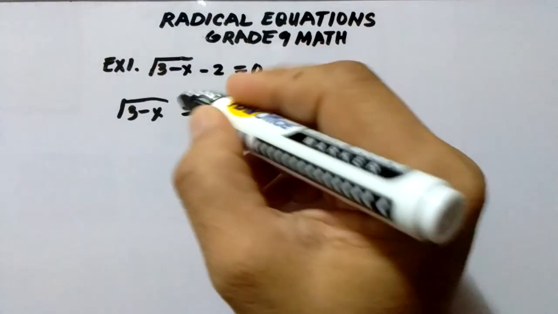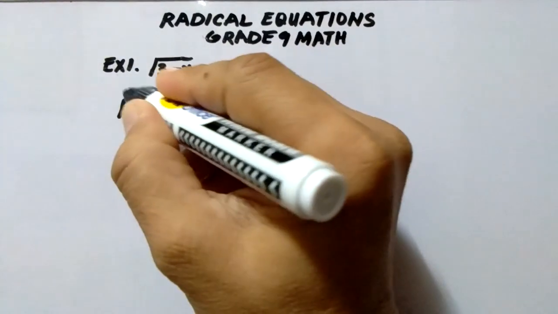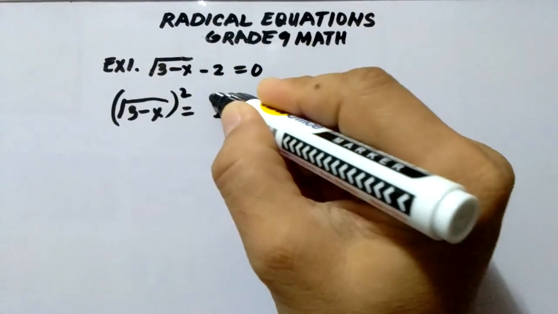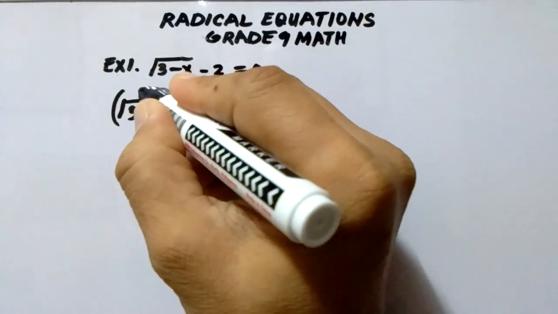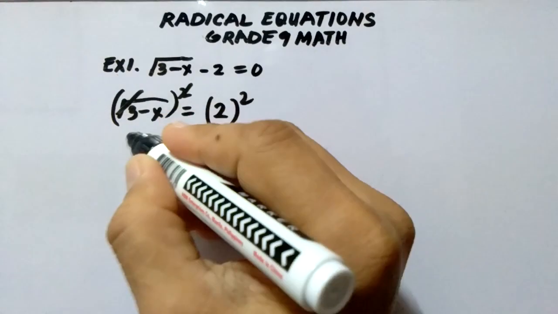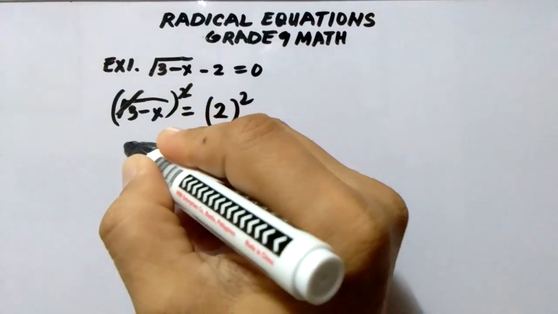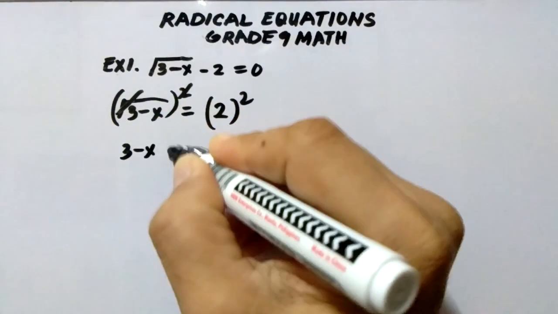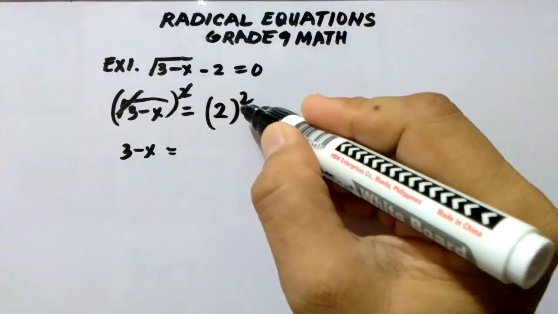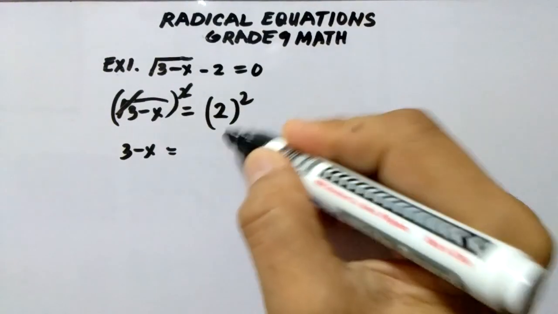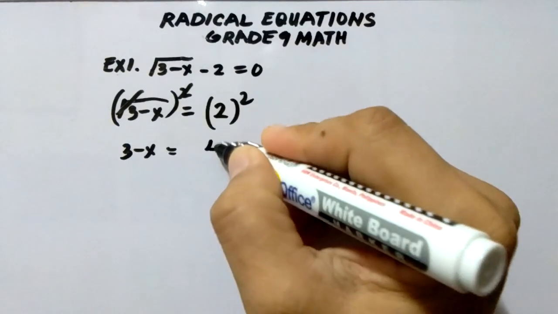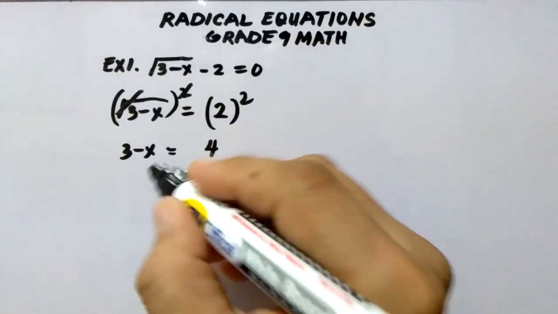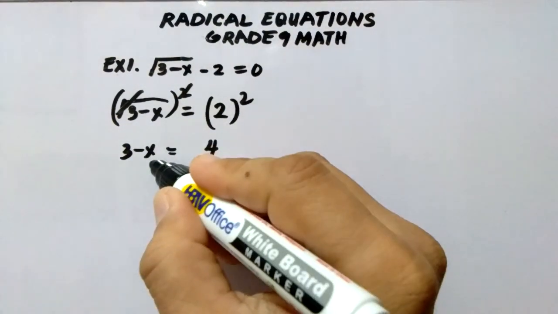Then, i-squared po natin both sides of the equation. Then, makakancel po itong radical symbol o yung square root. So, ang matitira po dito is 3 minus x is equals to, so, 2 squared is equals to 2 times 2 po. Ang ibig sabihin nito, that is 4. Then, solve for the value of x.